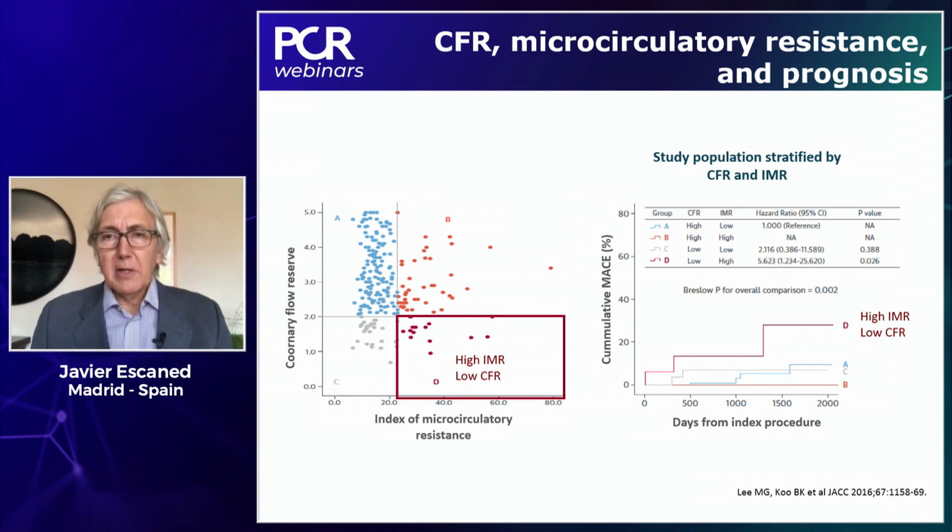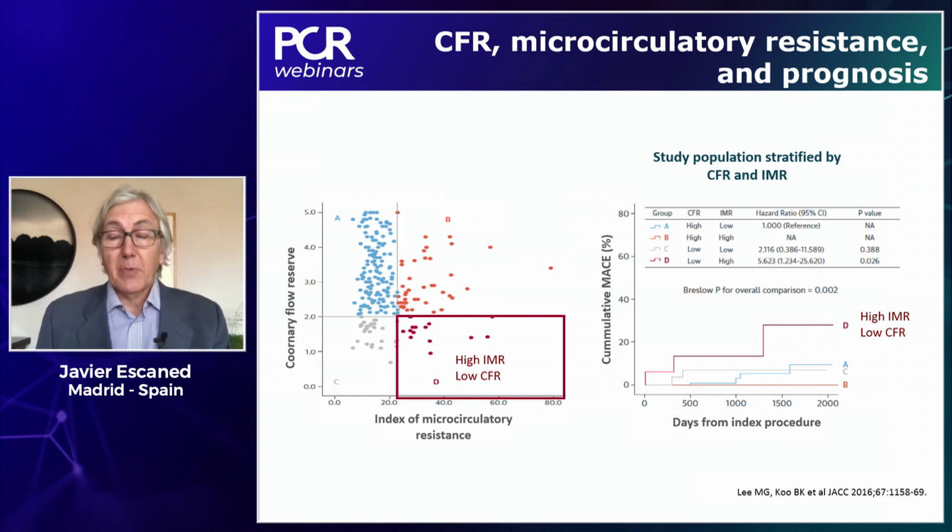What we know is that this information also has implications in terms of prognosis. This is a very interesting study that looked at patients who have coronary vessels with FFR more than 0.80. And in this graph that you have at the left, you have a plot grouping patients according to normal or abnormal microcirculatory resistance and coronary flow reserve. And at the right, you have the Kaplan-Meier curves of cumulative MACE during follow-up in the 4 quadrants.